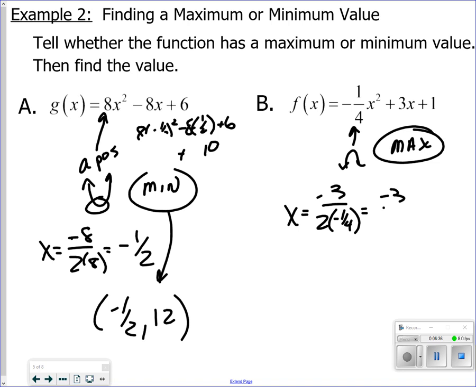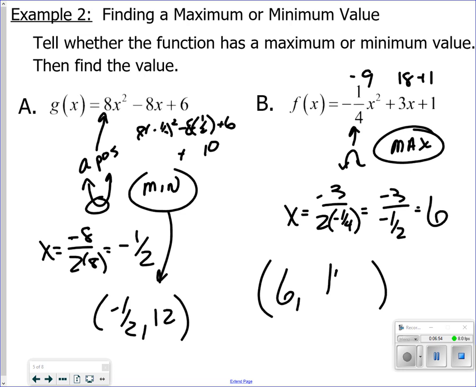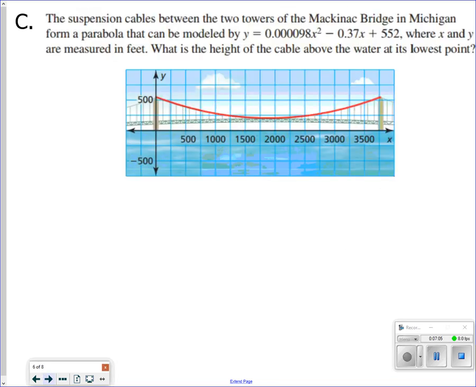So now this gets into a little bit of fractional work. Negative 3 divided by negative a half is positive 6. Plug positive 6 back in. I end up getting positive 6 times 3 would be 18. 36 divided by negative 9. So I end up getting positive 10 is the correct answer there. So maximum value of 10.